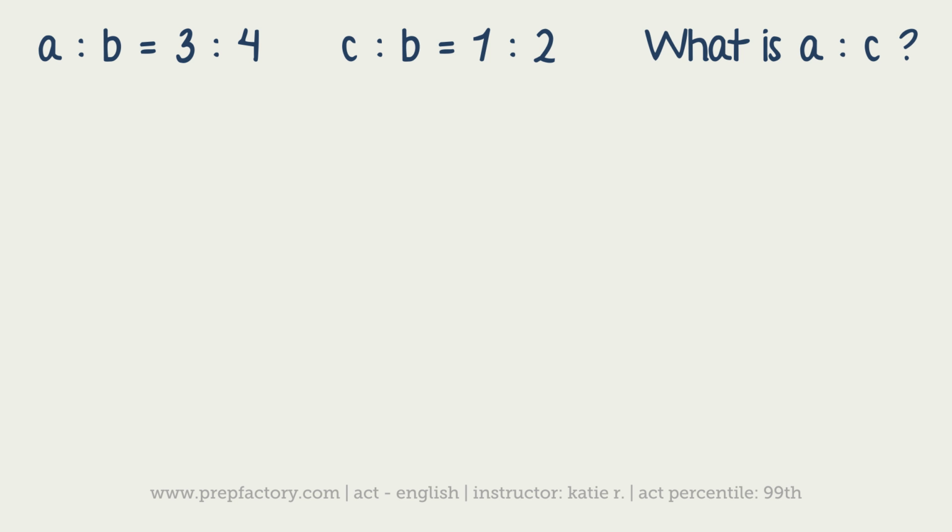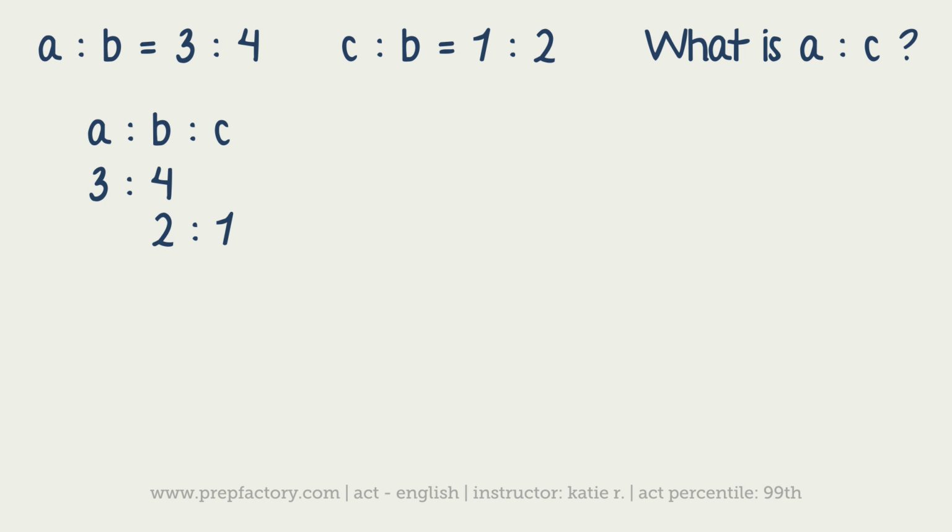So I've got A to B, and then I'm going to have C to B, but I would rather switch that up and say B to C, just so the B is in the middle and I can see it. So when A is 3, B is 4. We know that to be true. And we want to get rid of B so that we can use it just for C. So the first thing that you'd want to look at is this next ratio. So when B is 2, C is 1.